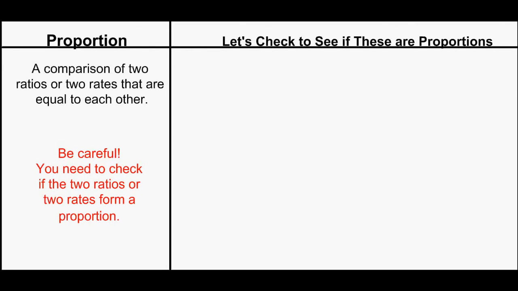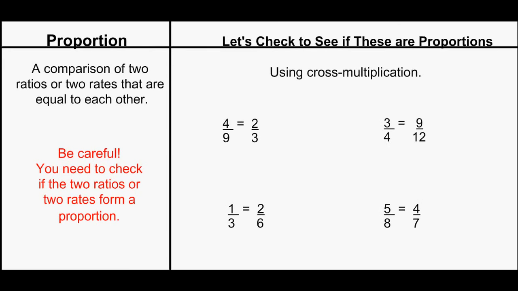Be careful. When you're presented with what looks like a proportion, you need to check to see if the two ratios or the two rates do form a proportion. Let's check to see if these are proportions. Let's use cross multiplication to check them. 2 times 9 is 18. 4 times 3 is 12. 18 does not equal 12. So this one is not a proportion.